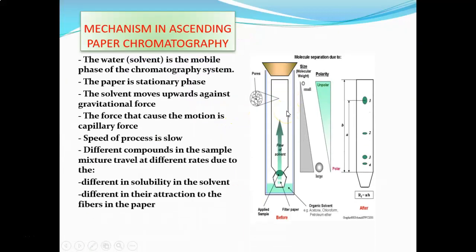Okay, the mechanism in ascending paper chromatography: the water is the mobile phase of the chromatography system, and the paper is the stationary phase. The solvent moves upward against the gravitational force, and the force that causes the motion is called capillary force. The speed is very slow. The different compounds in the sample mixture travel at different rates due to their different solubility and also different attraction to the fibers in the paper. If the question asks you about the mechanism, you need to include all the points. If you need to draw the diagram, you can use this diagram, or illustrate your own diagram. Make sure you label the diagram properly and include all the important points here.